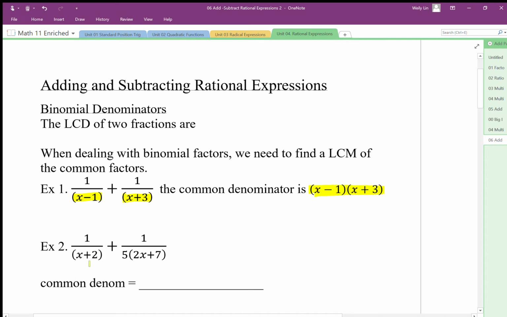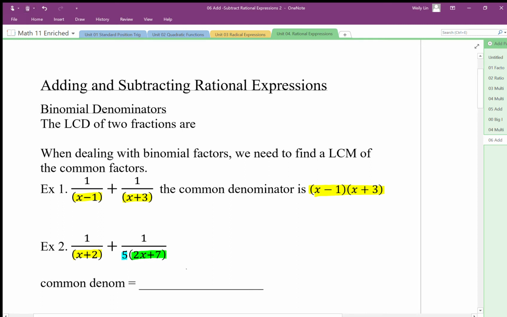So here I have factors as well. I have one factor here, I'll do this in different colors, a second factor here, and a third factor here. So we have three factors involved. The lowest common denominator has to have three factors. There are three different factors involved.